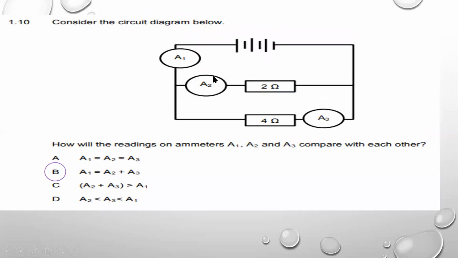Answer is B. The current on A1 equals the current on A2 and A3. Why? Because they are sharing current. When they come to this point, they also combine and make the same current as on A1. That's it. Multiple choice questions done.